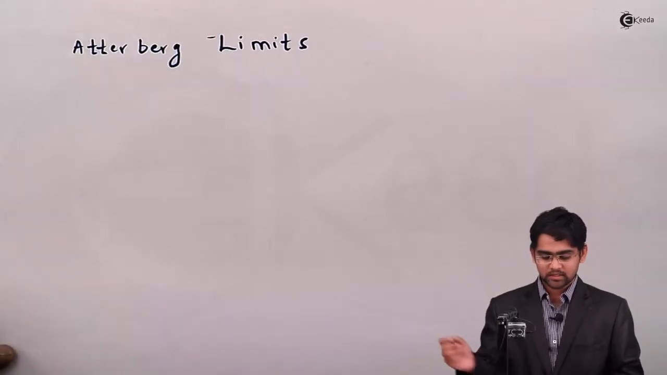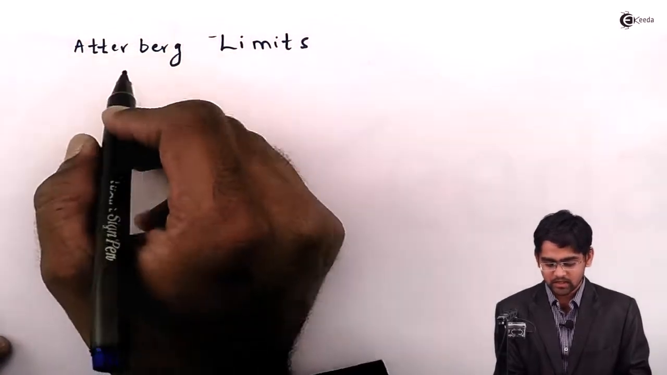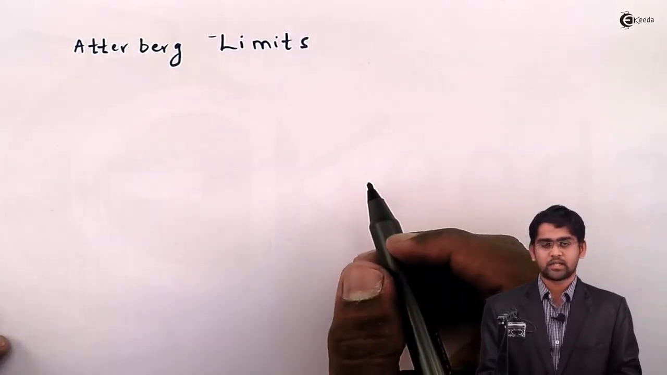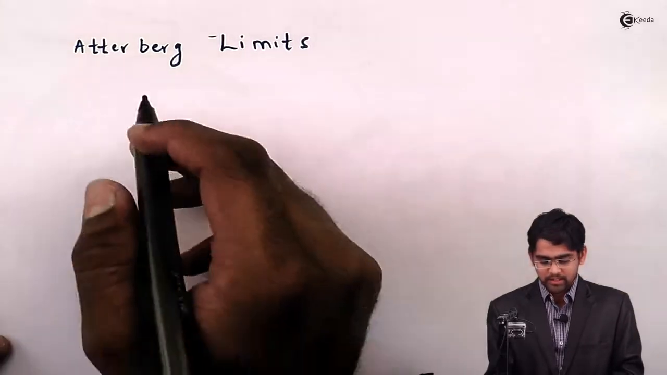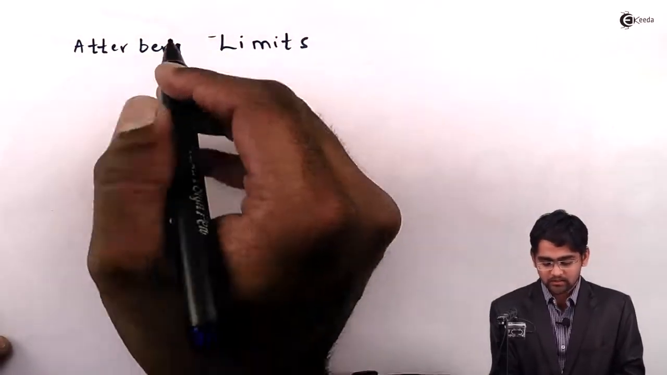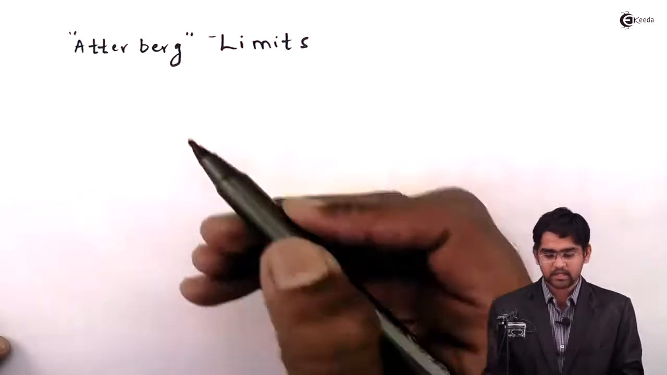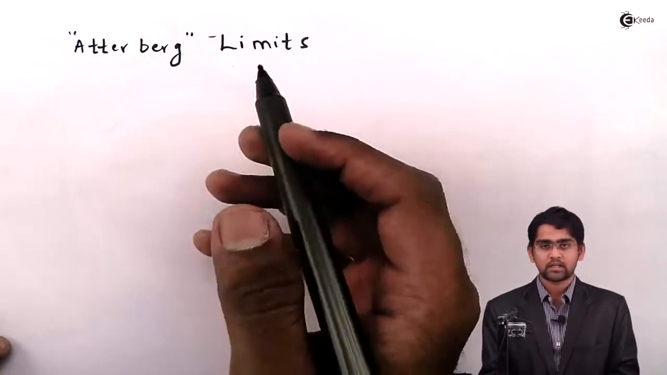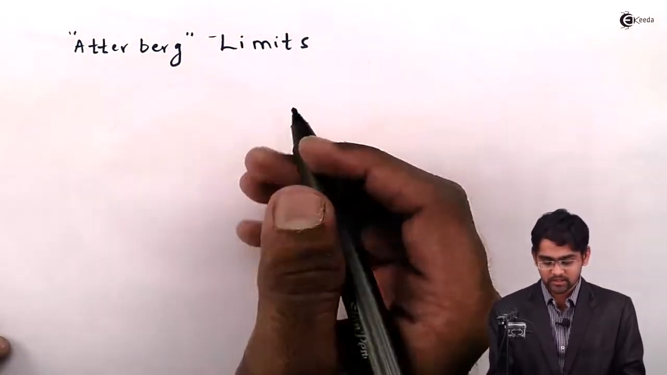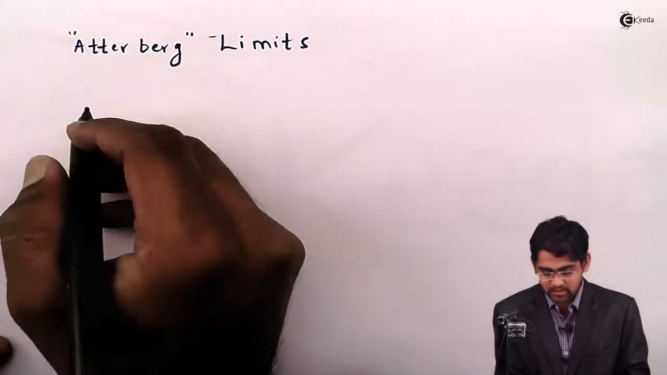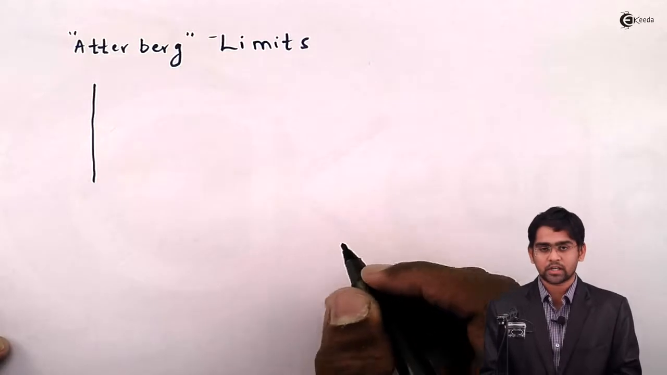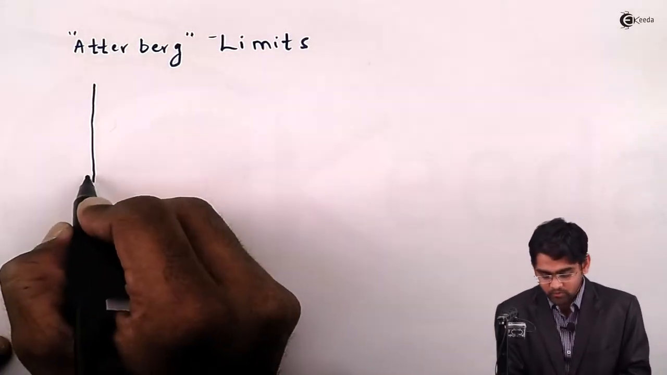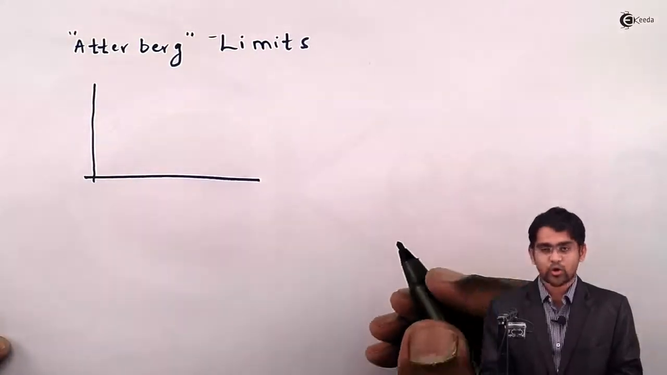So in the last class, we discussed the Atterberg limits, which are related to clay soils. These limits were discovered by a scientist named Atterberg, and therefore these limits are named after him, which is nothing but the Atterberg limits. In these limits, we have seen the water content versus volume of a soil graph.